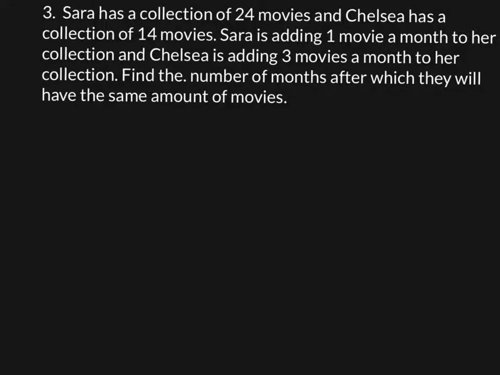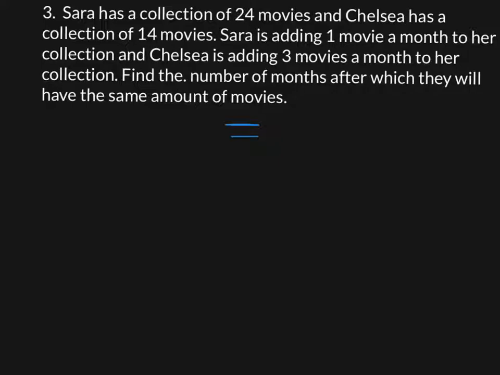All right, now word problem. Okay, Sarah has a collection of 24 movies and Chelsea has a collection of 14 movies. Sarah is adding 1 movie a month to her collection and Chelsea is adding 3 movies a month to her collection. Find the number of months after which they will have the same amount of movies. Okay, so this one, we want them to be equal to each other.